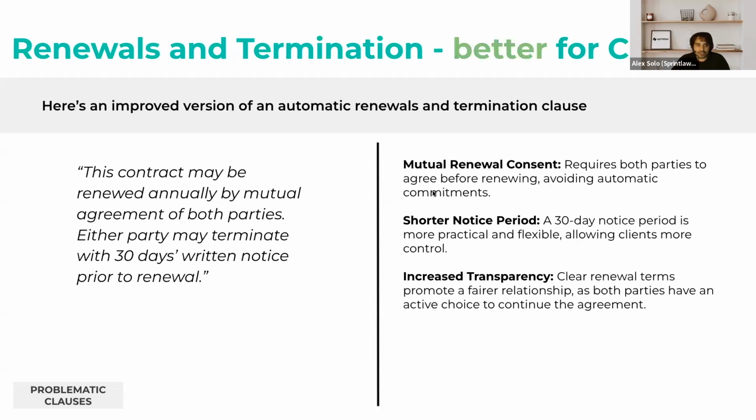So the better version for the client of this clause would be: the contract may be renewed annually by mutual agreement. We have to both agree to it, and either party may terminate with 30 days written notice prior to renewal. So a 1 month notice period if they cancel before the renewal date, and they have to both agree that they want it to renew for another year, is obviously much better for the client.